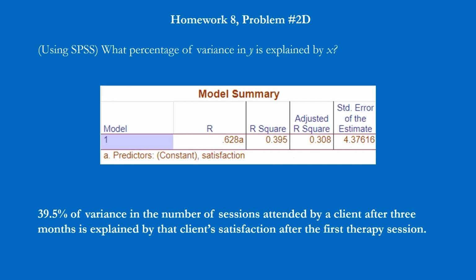What percentage of variance in y is explained by X? It's our R squared value, 0.395, which is 39.5% of variance in the number of sessions attended by a client after 3 months explained by that client's satisfaction after the first therapy session. That's a fairly low value. R squared can be between 0 and 1, and this is lower than 50%, so it's a fairly low variance.